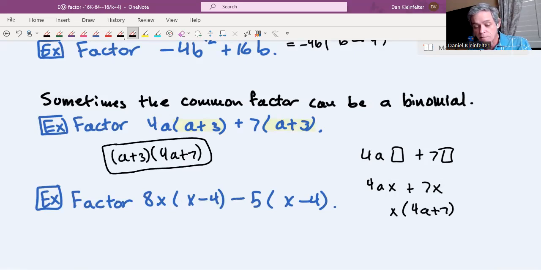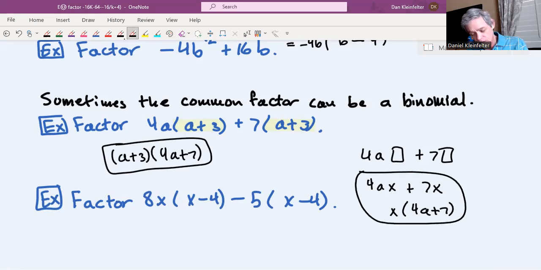Frequently, when I show this to people, they'll say, okay, well, what happened to the other a plus 3? Well, we factored out the a plus 3, so we're only going to end up with one of them that we're writing, and then what's left behind is the 4a plus 7. You could ask yourself the same thing over here to the right. What happened to the other x?